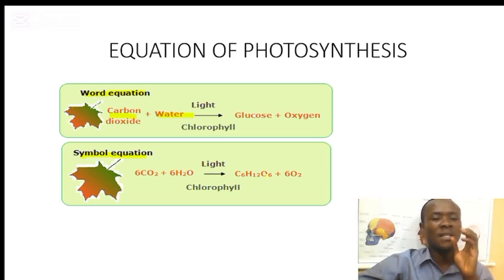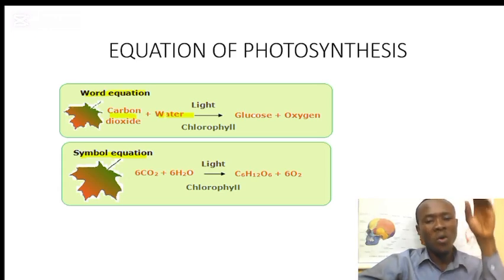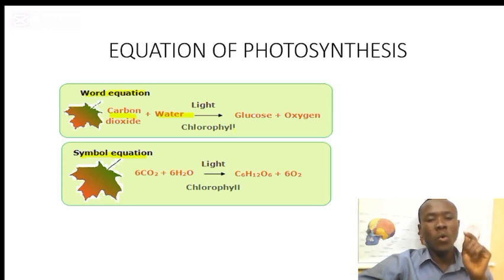In the other case, in which you will be asked to write the word equation, you just have to write carbon dioxide, not 6 molecules of carbon dioxide. Just write carbon dioxide plus water, arrow. On the arrow, you write light, below it you write chlorophyll, arrow, glucose plus oxygen.